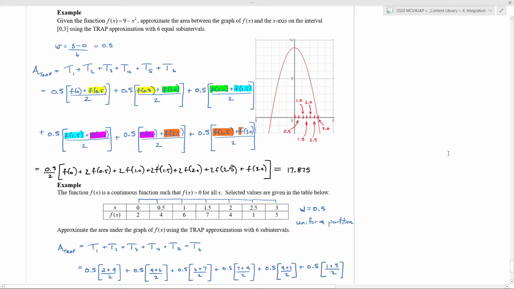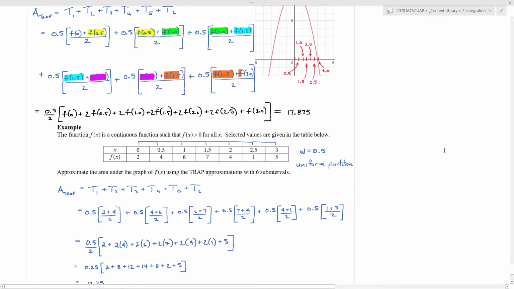The next example is the same idea. It's asking for a trapezoidal approximation of a function that's given to you in a table rather than an equation or a graph. Now you can see from the table that the x values are all the same distance apart. They're all 0.5 apart.